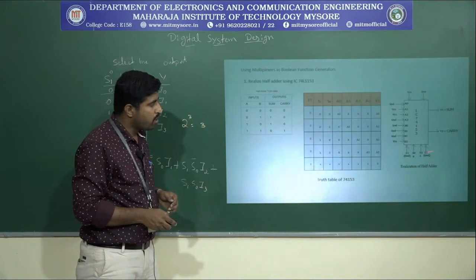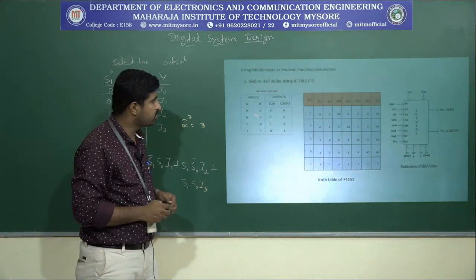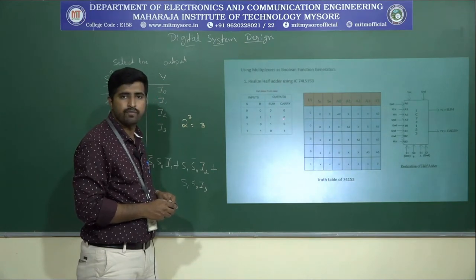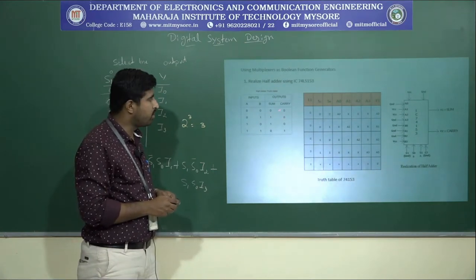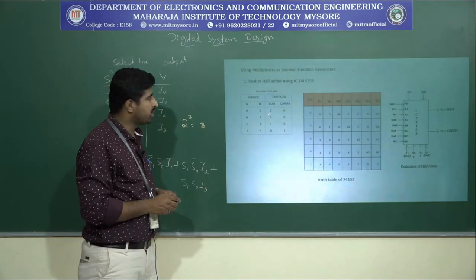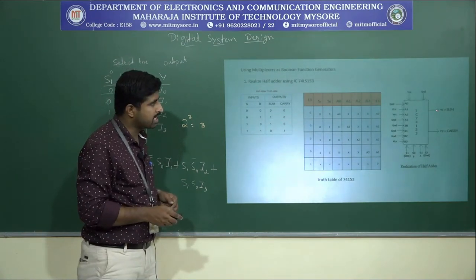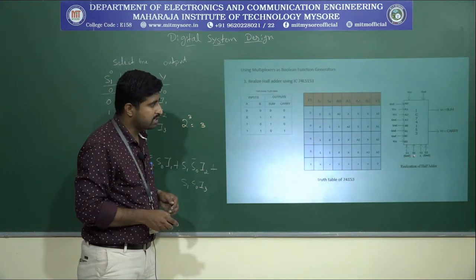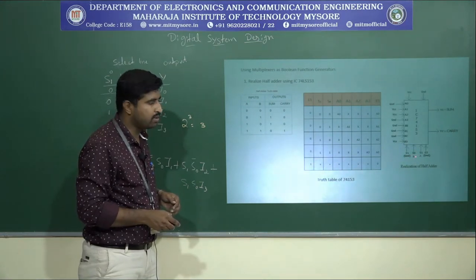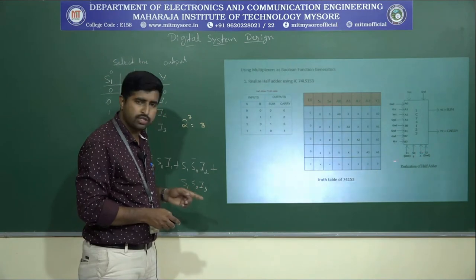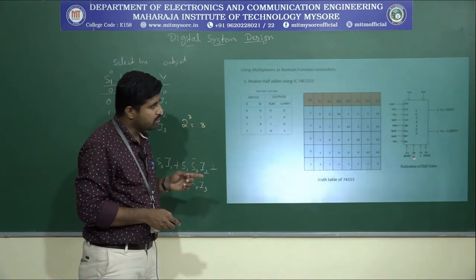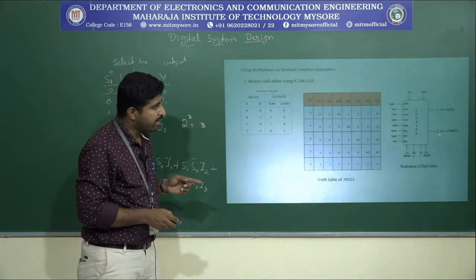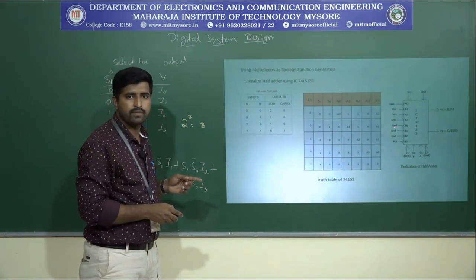We know that when A and B are 0, 0, the sum will be 0 and the carry will be 0. So what output do we get here? This corresponds to Y1 when the inputs A and B are 0, 0, that means S1 and S0 are 0, 0. When S1 and S0 are 0, 0, Y1 will be connected to A0 and Y2 will be connected to B0, right?